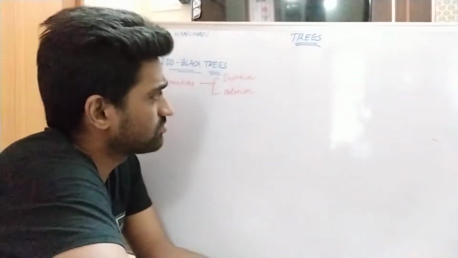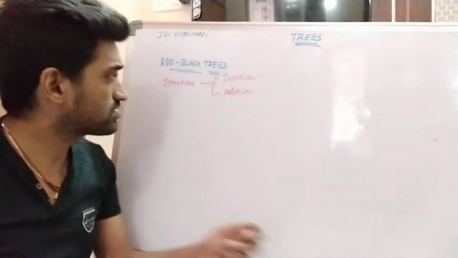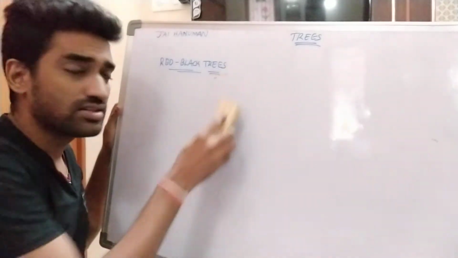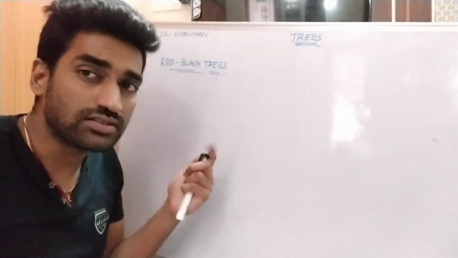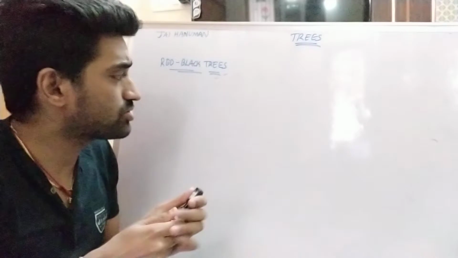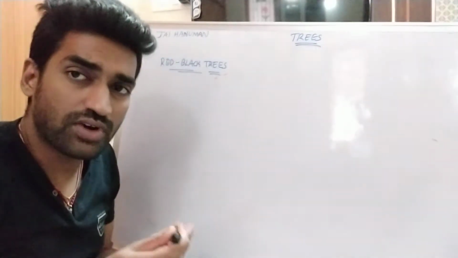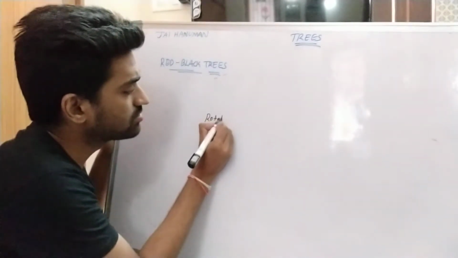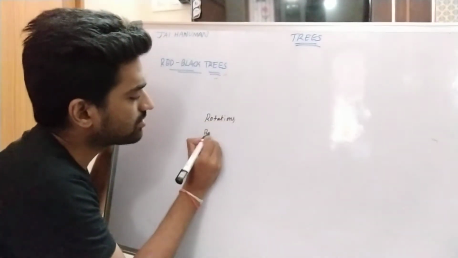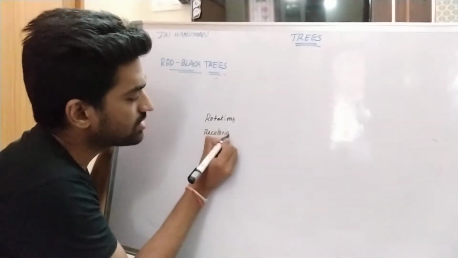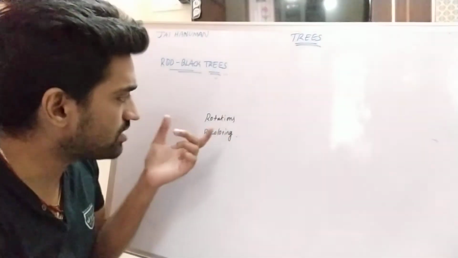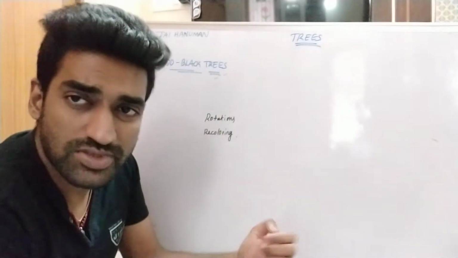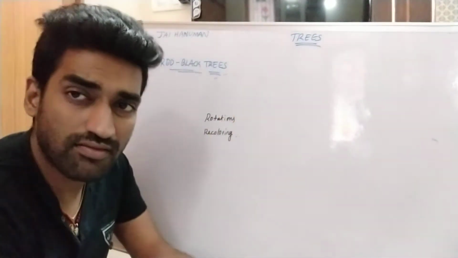Here are some rules for performing the insertion operation in red black trees. To insert an element into a red black tree, we must perform two operations: rotation and recoloring. To insert an element into the red black tree, we need to perform two types of operations, that is rotations and recoloring.